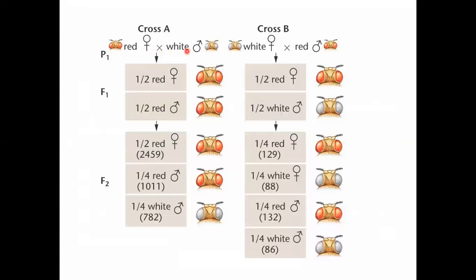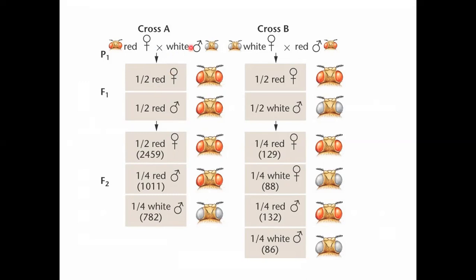You can see here that in the parents, the father has white eye color. But in the F1 offspring, the male or the son has red eye color. So that is the opposite case. It means the father cannot pass the X chromosome to his son.